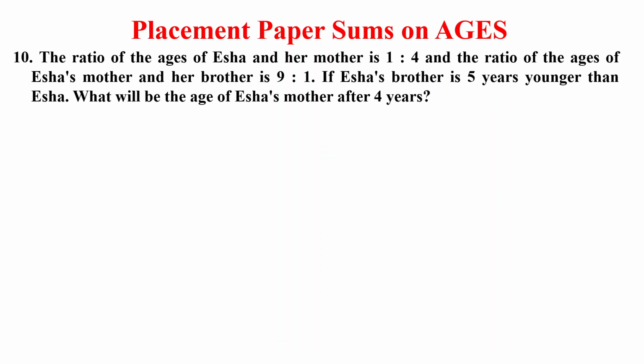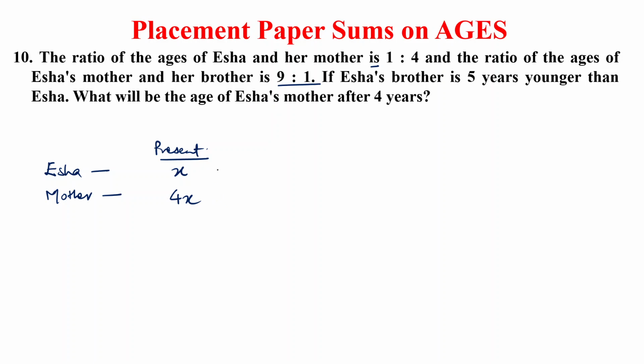The ratio of the age of Esha and her mother is 1:4. So Esha is there and Esha's mother is there. And this is the present age, right? The ratio of ages of Isha and mother means present age. Suppose Isha is x years, then mother will be 4x, right? 1 is to 4. And the ratio of ages of Isha's mother and her brother is 9 is to 1. So how do you do it?